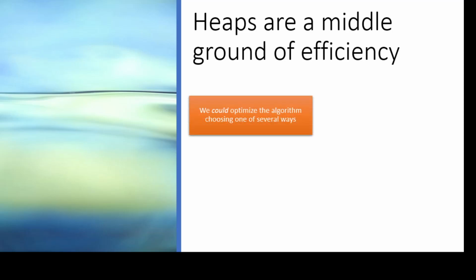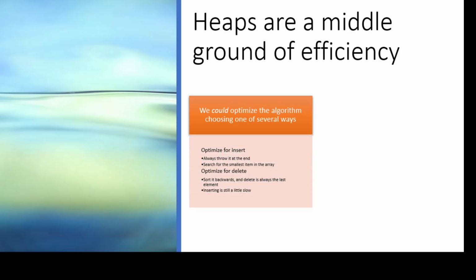We could optimize this sort of approach in several different ways. We could optimize it for inserting, where we always throw it at the end. That's what we start to do. And then we search for the item that's smallest in the whole data structure. That's what you would do if you were making an array list. That searching takes a lot of time.